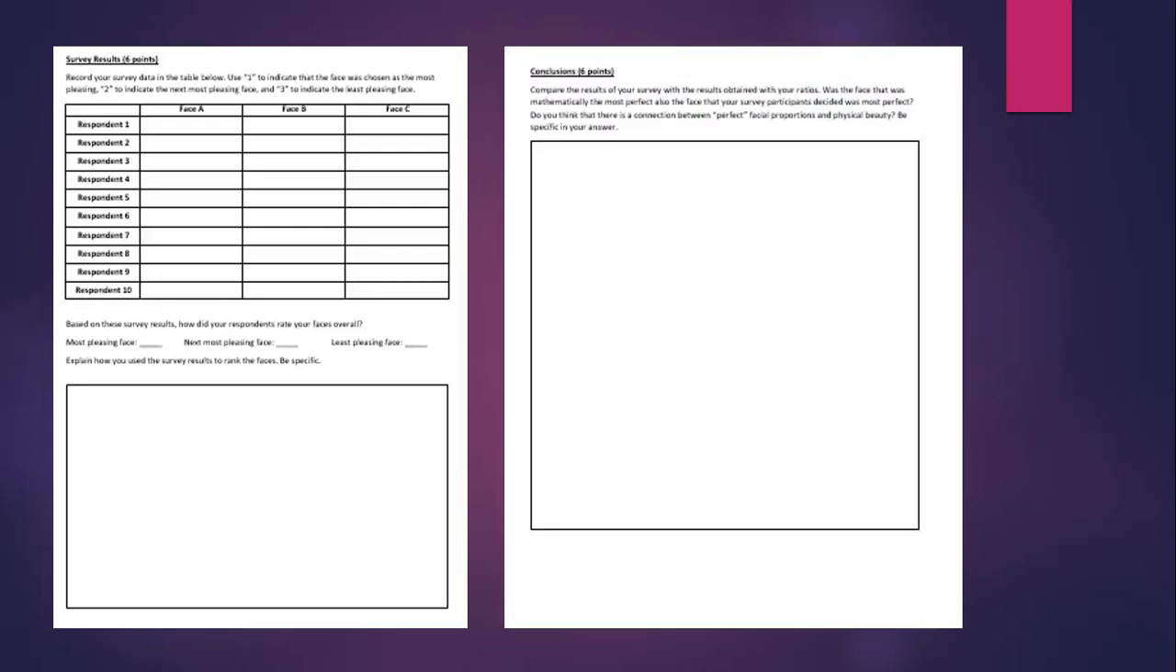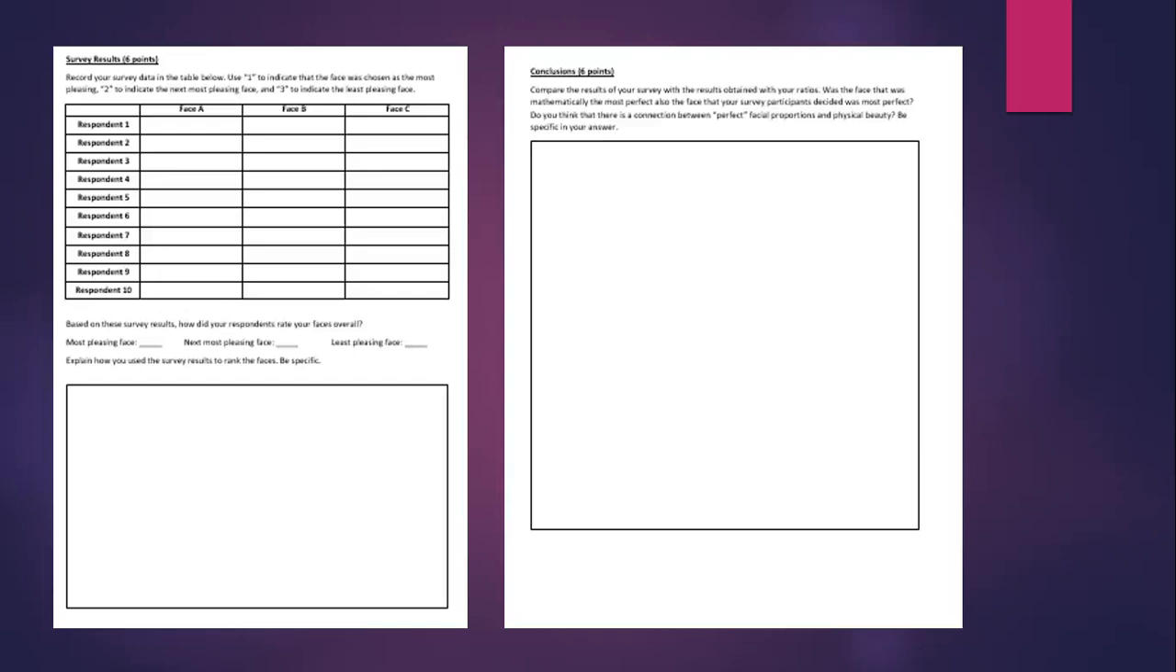And the last page is your conclusions. So at this point, you have mathematically determined what should be the most pleasing face, and you have determined by a survey what is deemed to be the most pleasing face. So now you're going to draw some conclusions about whether or not the mathematics accurately predicted which was the most pleasing face, and you will be asked to explain your results as well. You have another text box, so you'll be typing your conclusions into the text box.